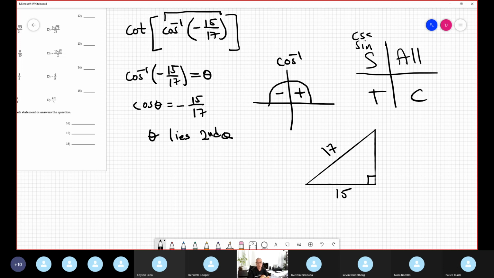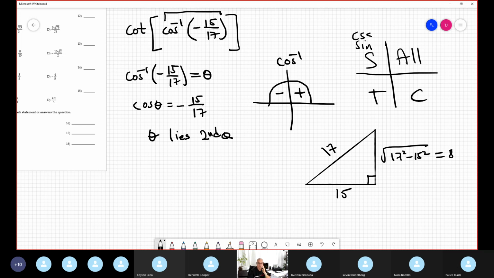Right? I need to find the third side, because once you have three sides, you can determine any trigonometric function value. So, square root of 17 squared minus 15 squared. And the answer is 8. Unbelievable, it's 8. I omit the algebra and arithmetic part of this.